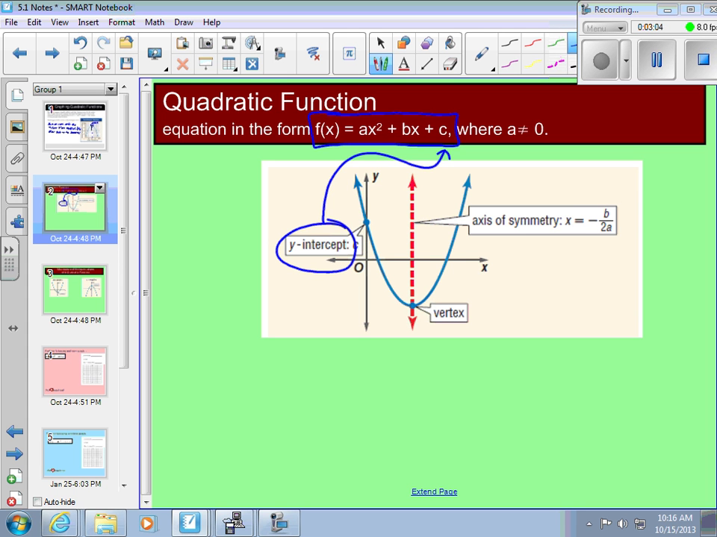The other important thing we're going to be looking at is the vertex. And the vertex always lies on what's called the axis of symmetry. Symmetry means the parabola is symmetrical on both sides of this line. And the vertex or axis of symmetry can be found using this little equation. X equals negative b over 2a, where a and b are these coefficient numbers in the quadratic equation.